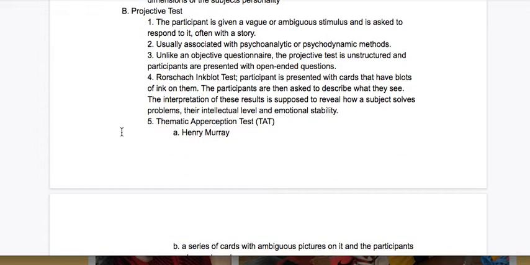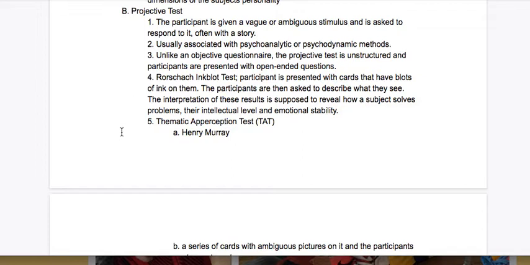Projective tests: the participant is given a vague or ambiguous stimuli and asked to respond to it, often with a story. It's usually associated with psychoanalytic and psychodynamic methods. Unlike an objective questionnaire, the projective test is unstructured, and participants are presented with open-ended questions. Perhaps the most famous one is the Rorschach ink blot test. The participant is presented with cards that have ink blots on them. The participants are then asked to describe what they see.